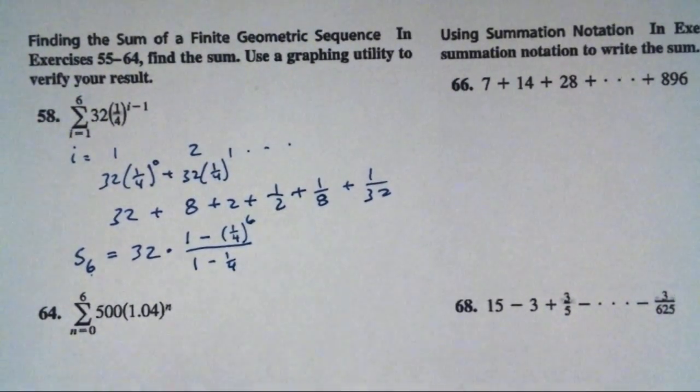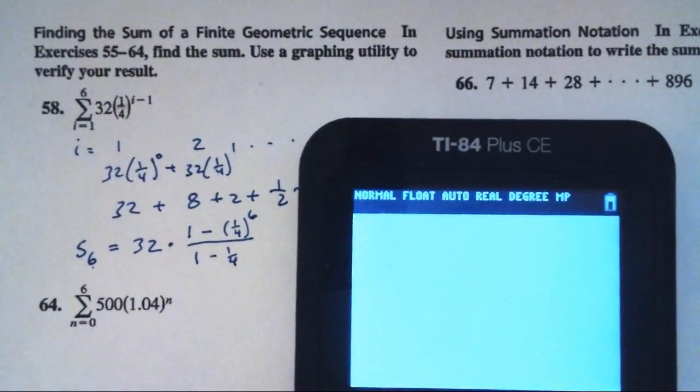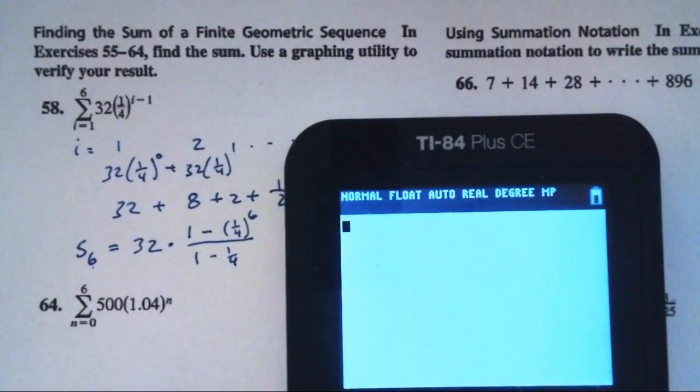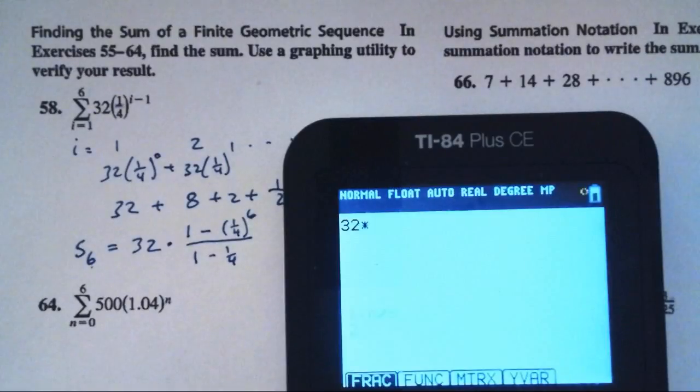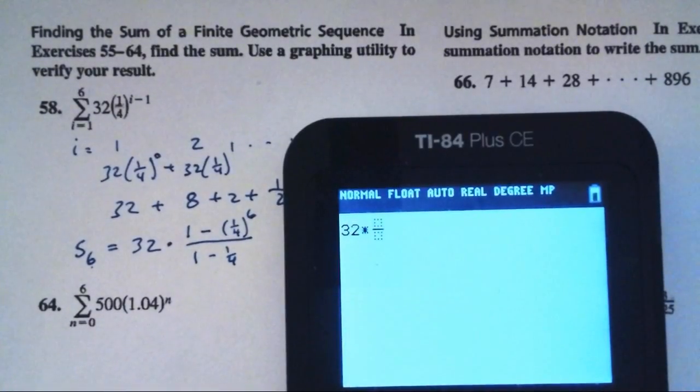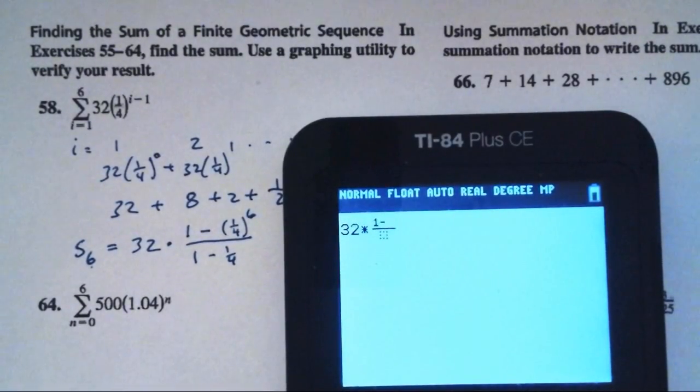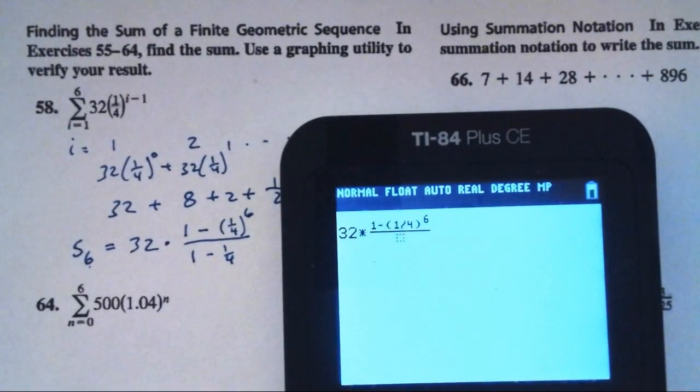And if you've got a TI-84, there's a good chance you have the capability to enter this as fractions. Otherwise, you have to use some extra parentheses. So I'm going to go 32 times second or alpha y n on d. I get 1 minus, I could enter this as 0.25, but I'm just going to enter as 1 divided by 4 raised to the 6th on all of 1 minus 1 divided by 4, kind of as it appears.